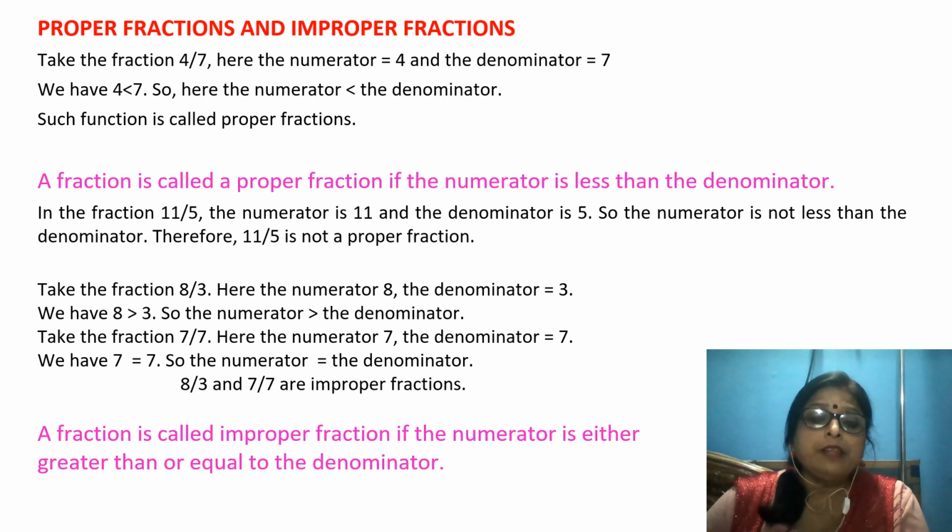Students, keep it in mind. In this fraction, the numerator will be greater than or equal to the denominator. Then it is called an improper fraction. So you can distinguish proper fractions and improper fractions in this way. A fraction in which the numerator is less than the denominator is called proper, and a fraction in which the numerator is greater than the denominator is an improper fraction.